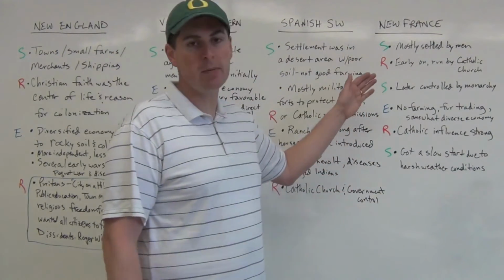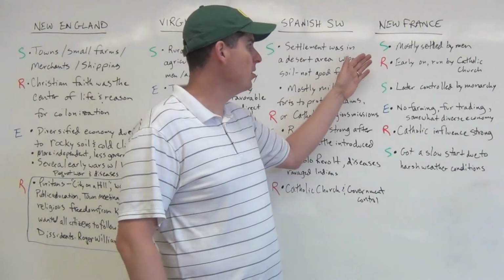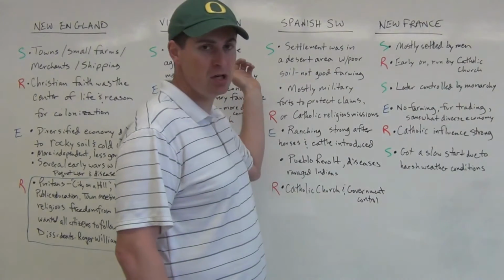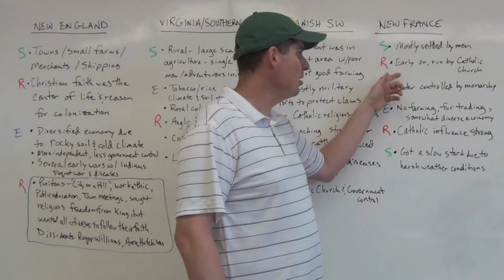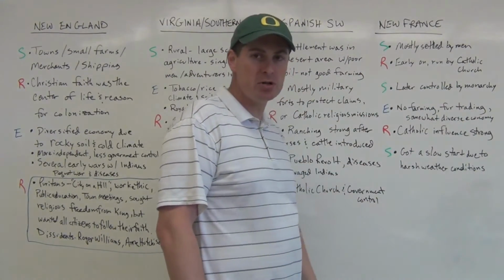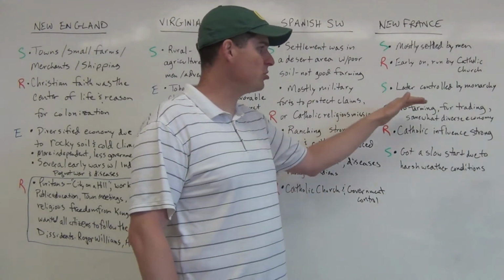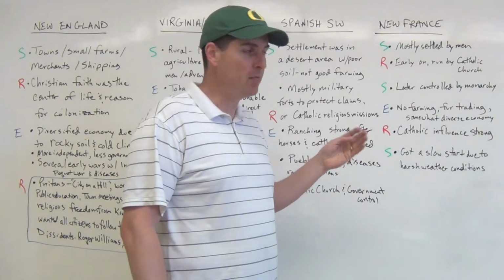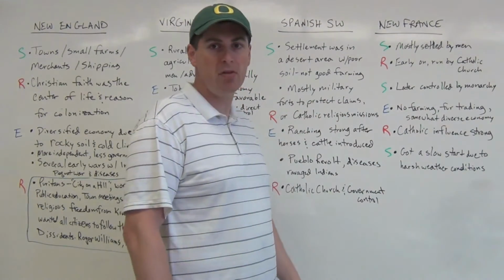New France, you're talking about the Ohio River Valley and Canada, large parts of Canada, mostly settled by men, so similarity there to Virginia, mostly settled by men. Early on it's run by the Catholic Church, and later on it's going to be controlled by the monarchy. So in terms of settlement, you see a religious impact. Both the French and the Spanish were staunch Catholics.